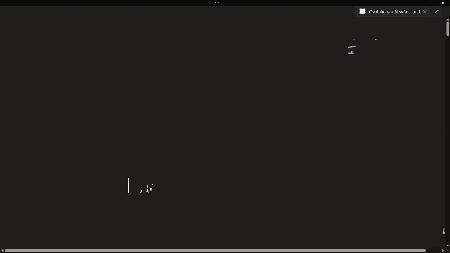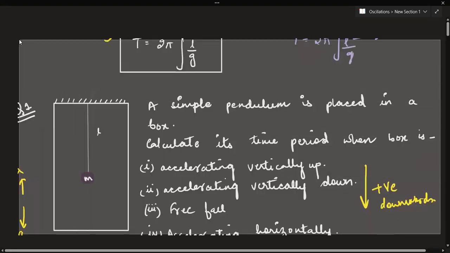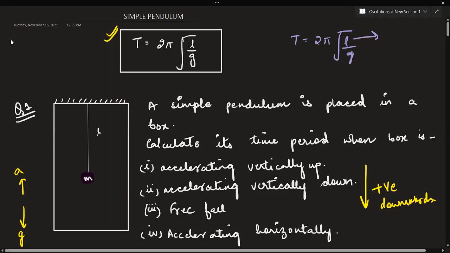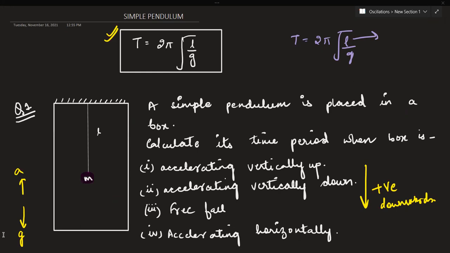Ma'am, what is the third question? Oh, free fall. See, free fall, so acceleration due to gravity will be 0. Yes, ma'am.